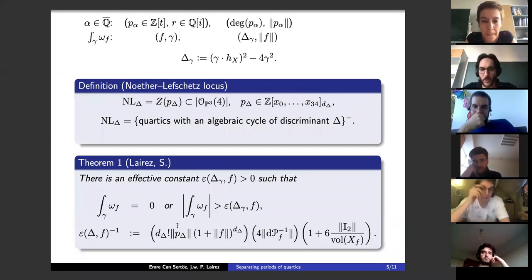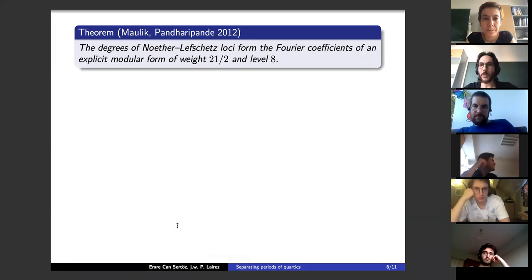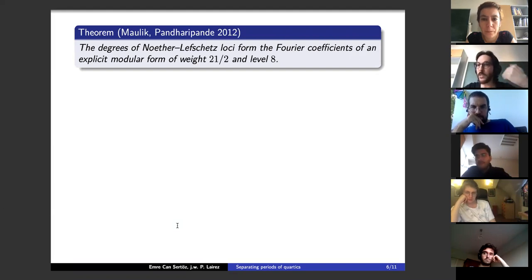Okay, so now it's time to talk about the degrees. How do we compute them? This is a theorem due to Maulik and Pandharipande. It's a spectacular paper. It connects Gromov-Witten invariants to these Noether-Lefschetz loci. But the part I want to take from it is that they write, let's say, a power series whose coefficients store these d deltas, these degrees of Noether-Lefschetz loci. And they say that this is essentially a modular form.